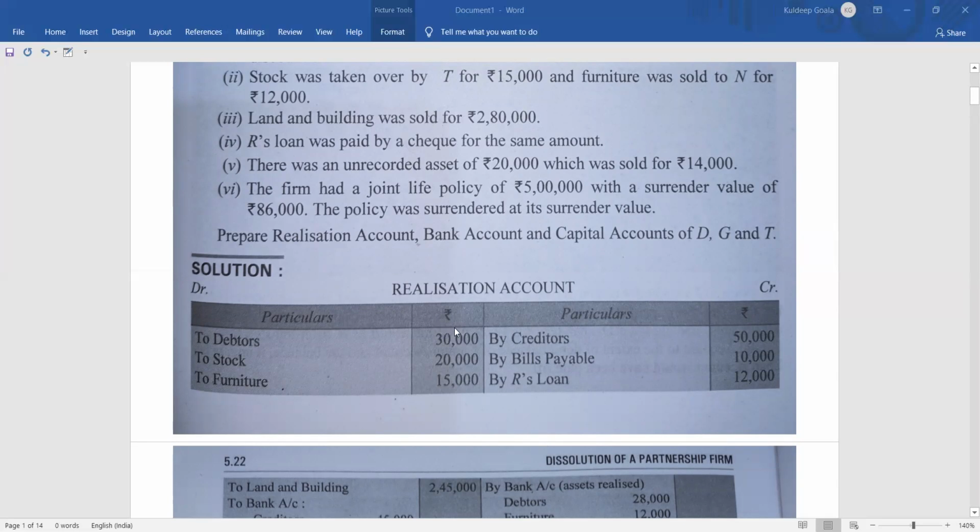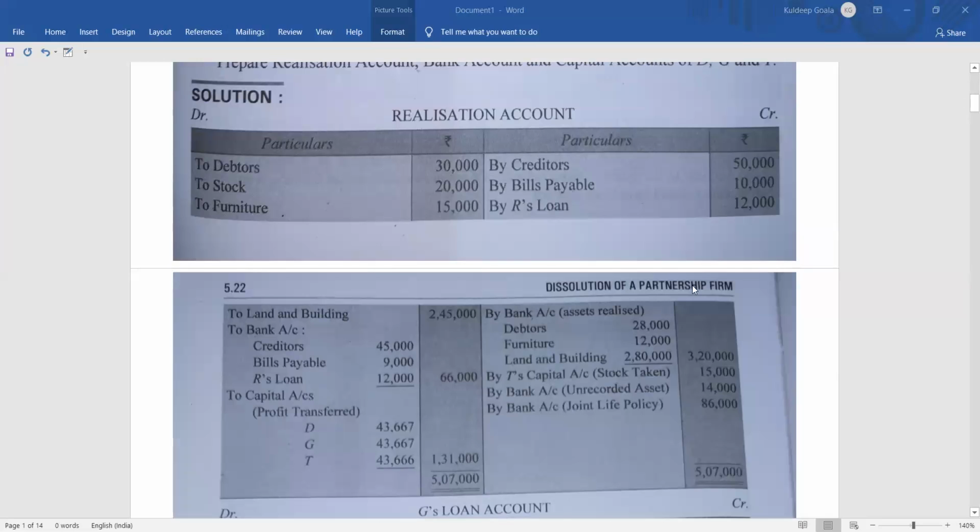Now let's do the balancing. All the entries are over, so we'll do the balancing. The credit side total is 5,07,000, and we can see which is the higher side. So we'll take this higher total on both the sides and deduct the debit side total, and we can see there is a profit of 1,31,000. This is nothing but the realization profit. The credit side is more, so it is a realization profit. You know how to do the balancing, right? So the profit is 1,31,000.